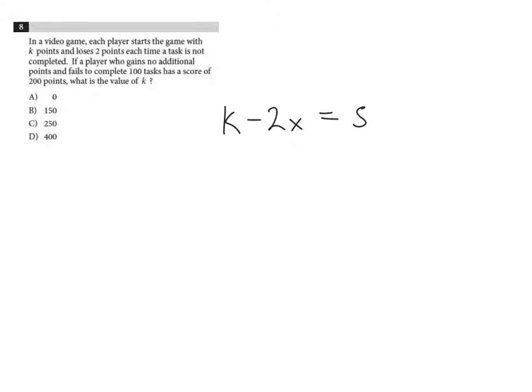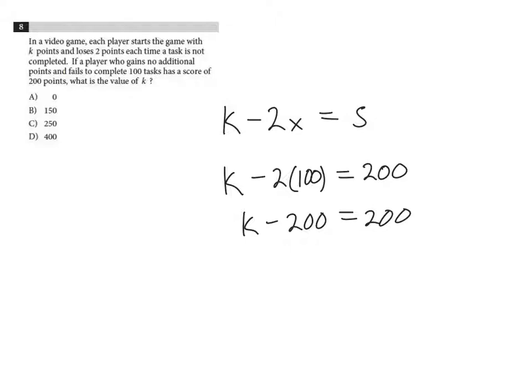Okay, well in this situation, we know we start with K, and we know that the player fails to complete 100 tasks, and we know that their score is 200 points. Okay, well, let's see. So that's going to be negative 200 equals 2. Okay, so add 200 to both sides. So K equals 400.